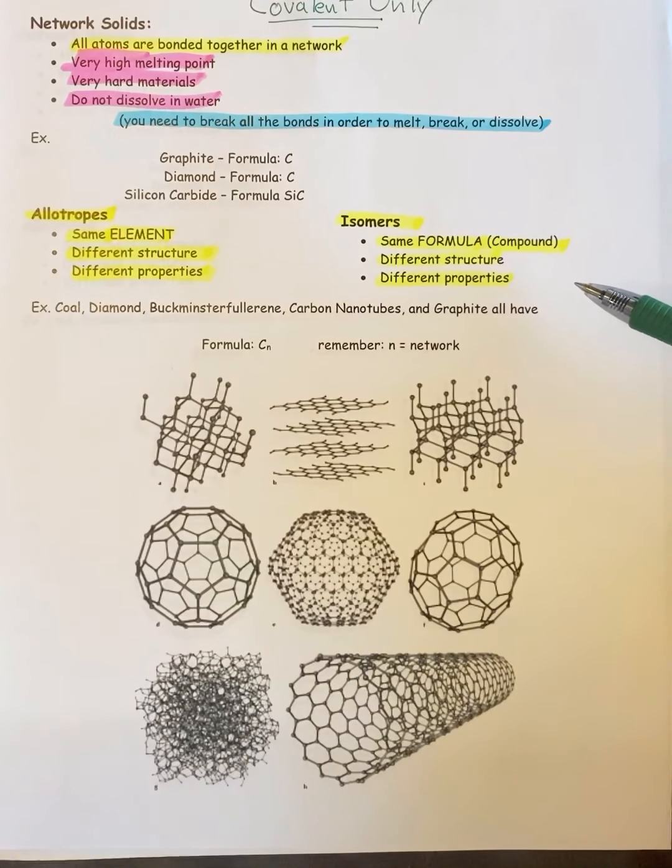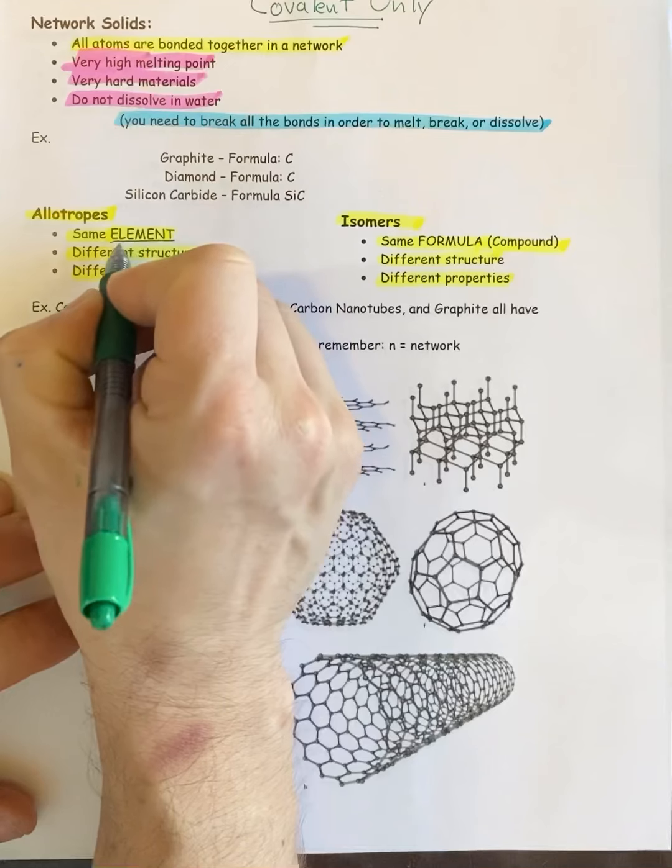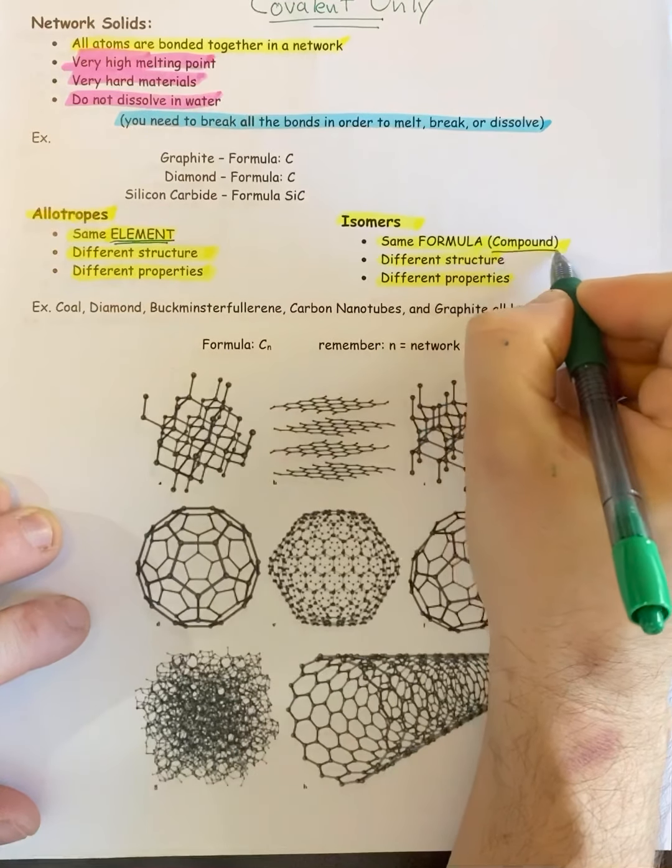Do not confuse that with an isomer. An isomer is almost the exact same thing. The only difference is an isomer is when a compound does it. So when a compound has different structures and different properties, we call it an isomer. When an element does it, we call it an allotrope. So be very, very careful there. They're basically the same definition. That is literally the only difference.